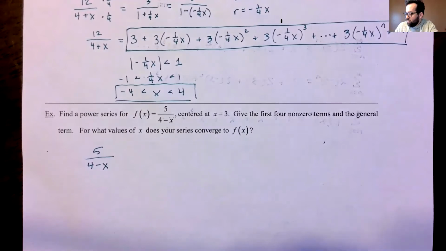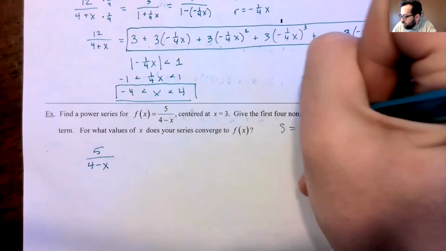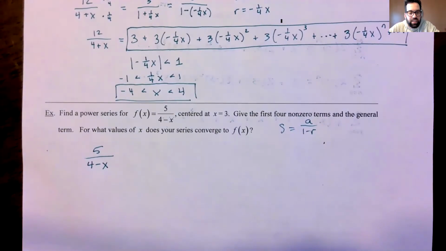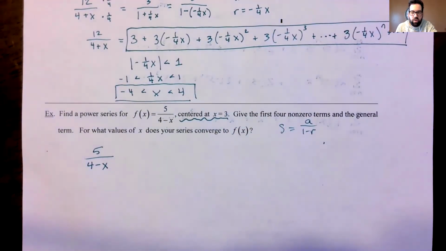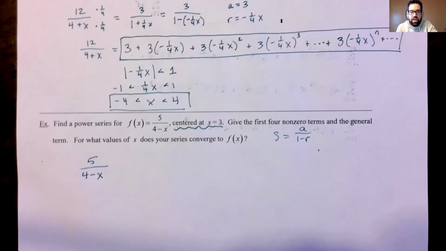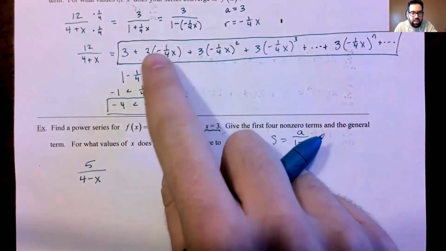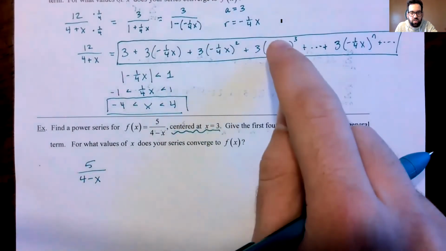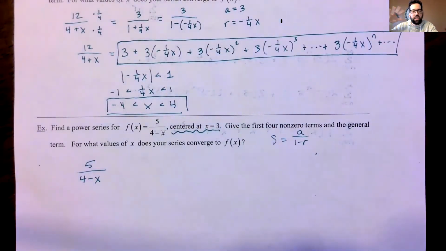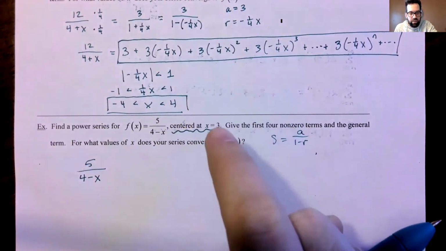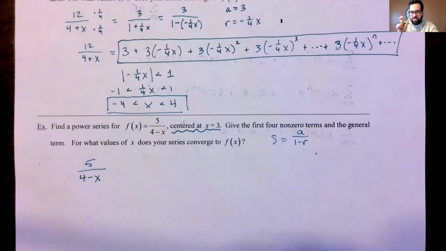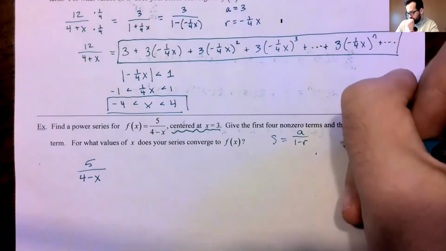So if we start with 5 over 4 minus x, we want to think about how to get this to be a over 1 minus r, so something over 1 minus something, but also centered at x equals 3. If we're centered at x equals 3, then just like any sort of Taylor series, we want to have an x minus 3 in these parentheses, because we want x minus c to show up in there.